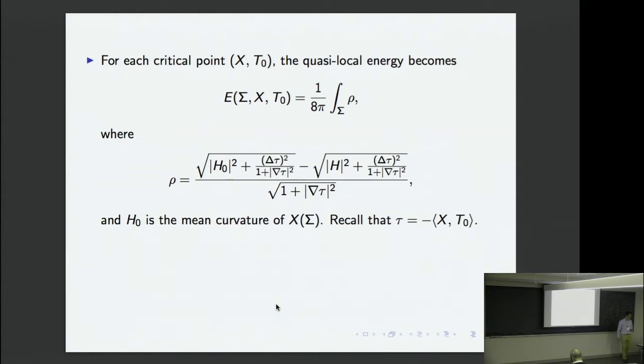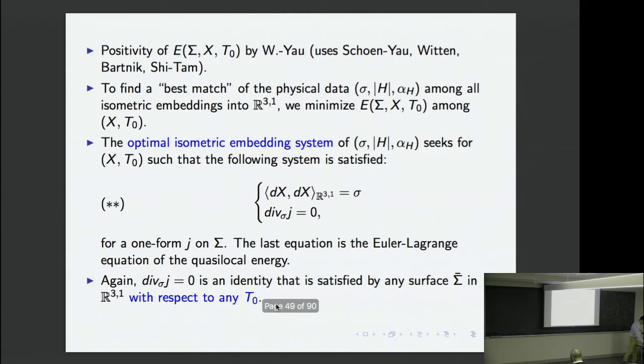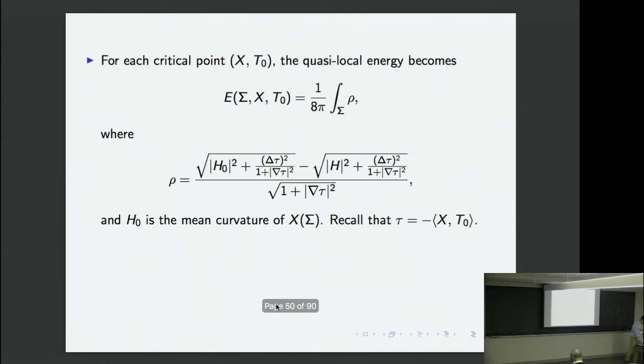Okay. And it turns out this quasi-local energy can actually be written down in an easier way. If you have a critical point of this quasi-local energy, which means that this equation here is satisfied, then the quasi-local energy, the expression that I wrote down before, has a very simple form. It's just the integral of this rho here, where rho is just this expression.